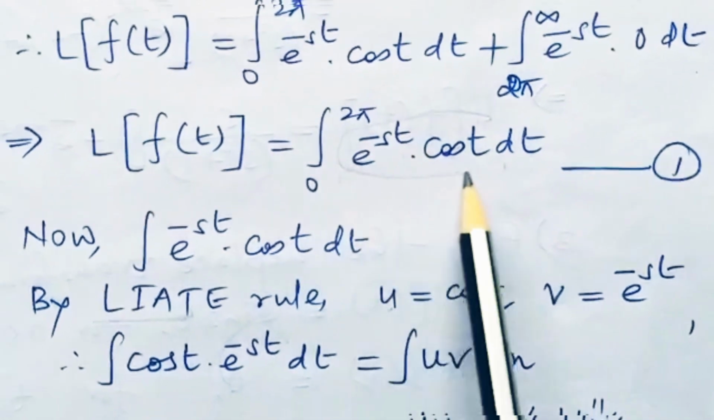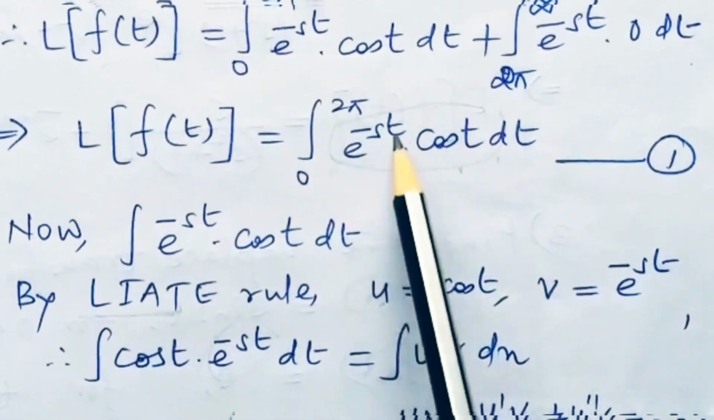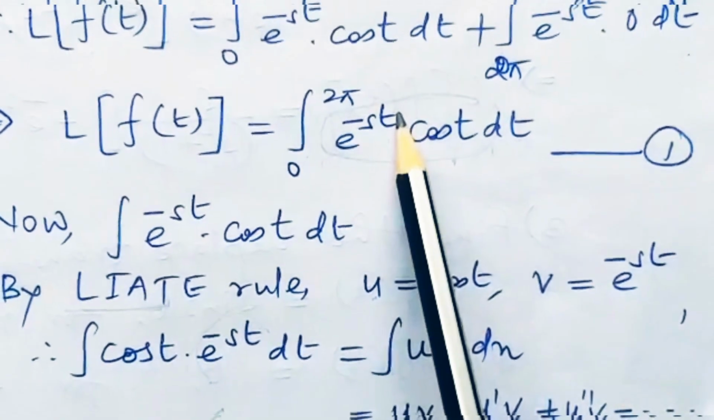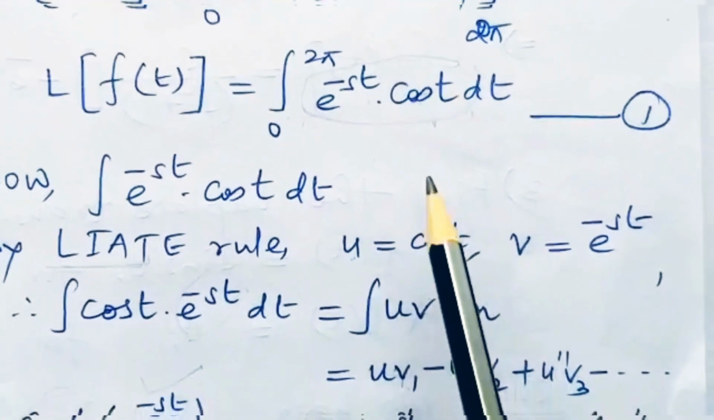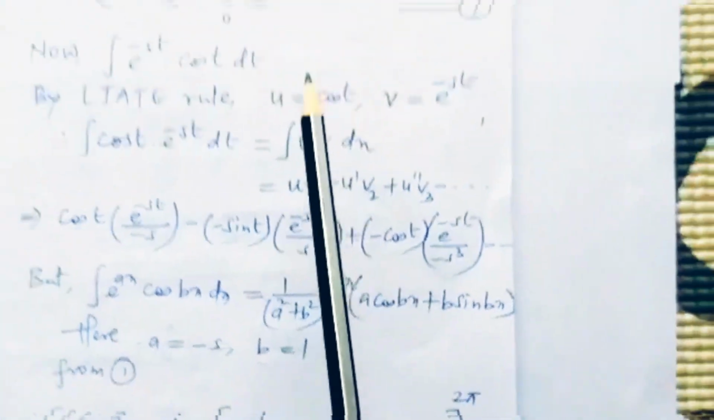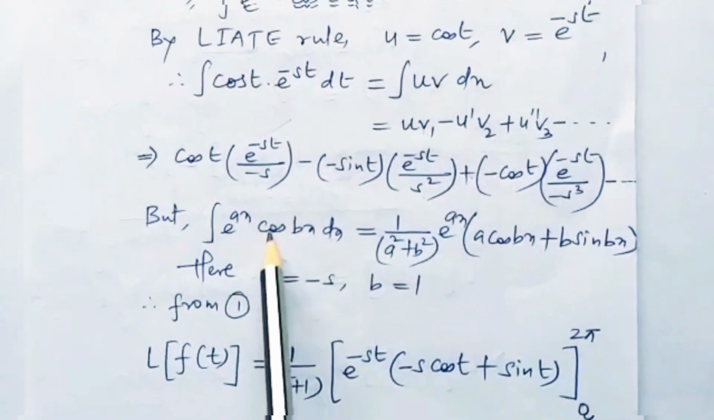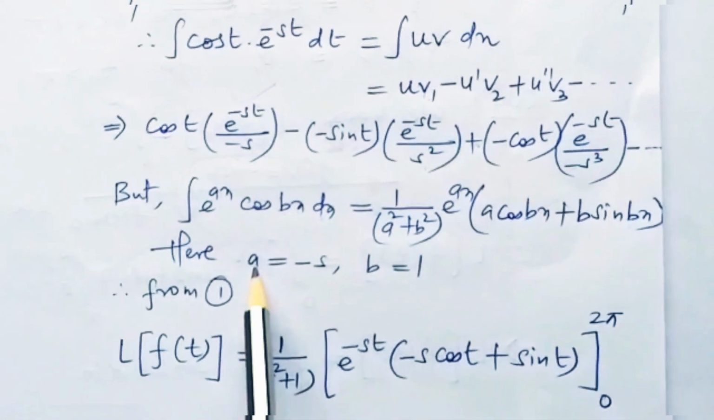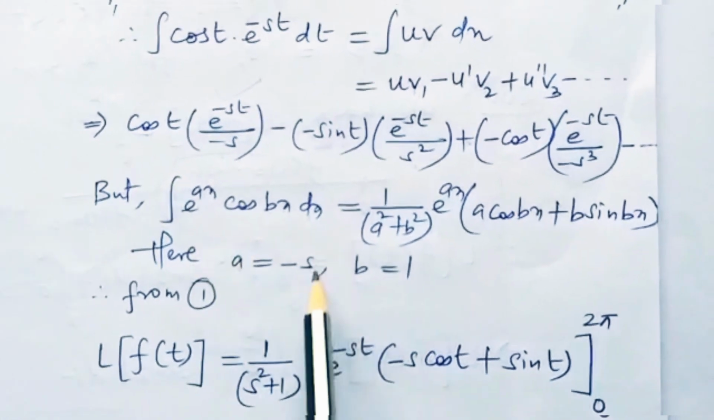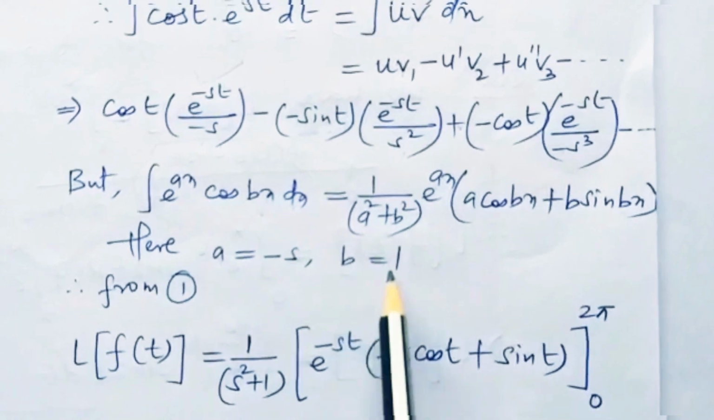Now this particular left side integral we can compare with our integral, e to the power of minus st cos of t. So e raised to ax can be compared with e to the power of minus st, and cos of bx can be compared with cos of t. Here we can find e raised to ax equal to e to the power of minus st, so the value of a is minus s, and cos of bx with cos of bt, the value of b is 1.